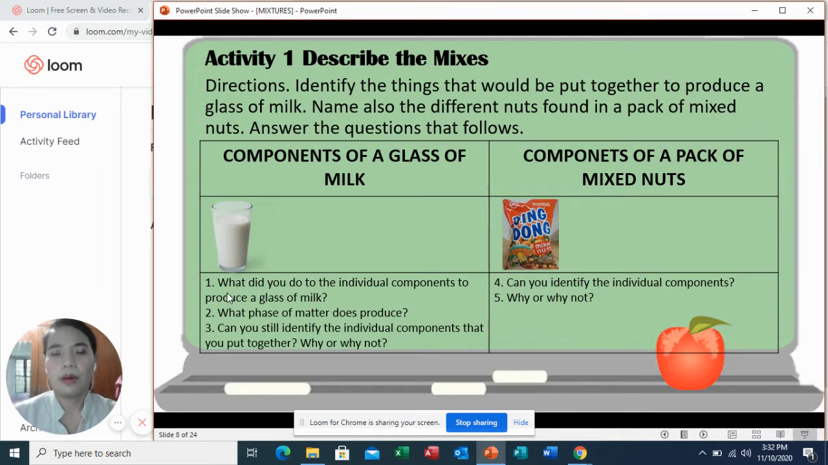So you have first column, second row, number 1 question: what did you do to the individual components to produce a glass of milk? Second question: what phase of matter does it produce? Third question: can you still identify the individual components that you put together? Why or why not? And then on the second row, second column, fourth question: can you identify the individual components? Why or why not? You can answer that on your module or in your answer sheet. You can do that afterwards, after I discuss everything.